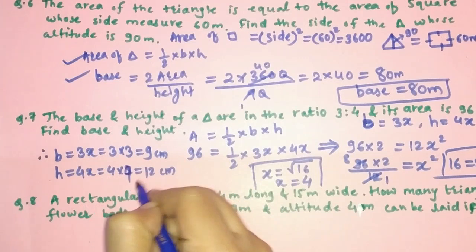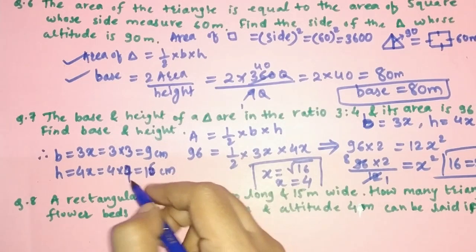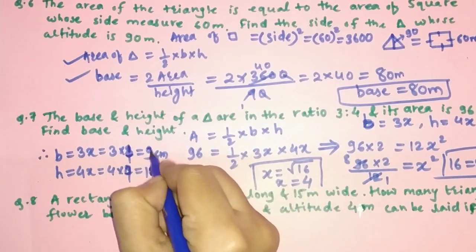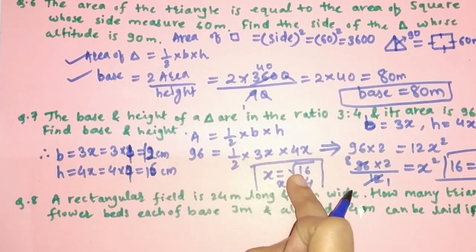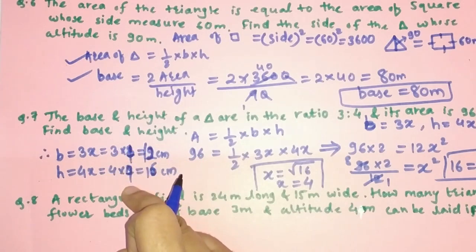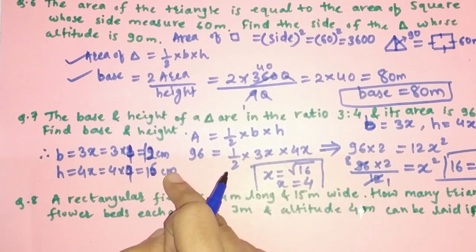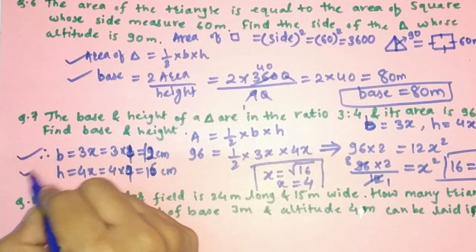Sorry, 4 into 4, we'll get 16. And x is 4. So the base is 12 and the height is 16. 12 and 16. The x value is 4, so keep here 4 and 4. 3 fours are 12 and 4 fours are 16. These are the new dimensions.